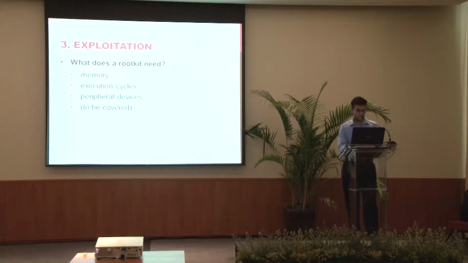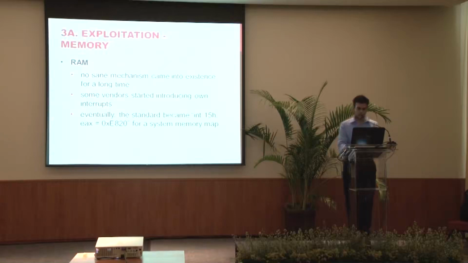The first question that arises is, what does a rootkit need? You need memory, you need execution cycles on the computer, you need access to peripheral devices, and there are further things that you need, but we'll cover them later. So we come to RAM. Now, the way to detect RAM on an x86 system is pretty complicated. No sane mechanism existed for a long time. Until then, code would be written to manually probe for memory, or they would utilize hacks to find out how much memory there is.